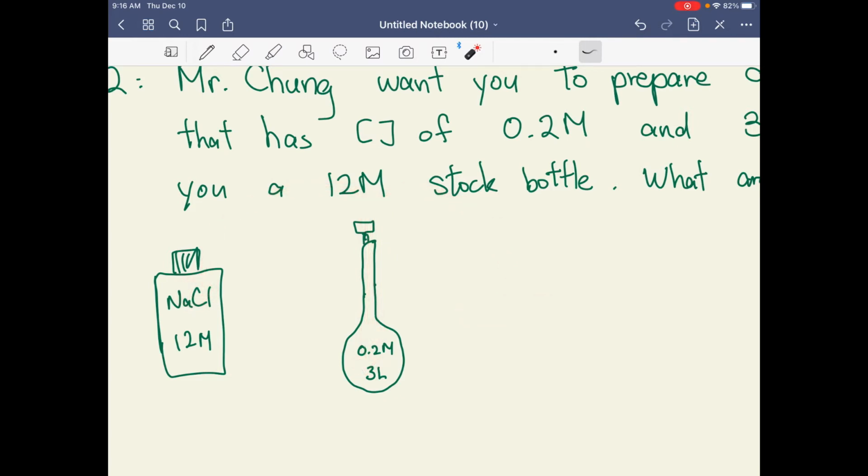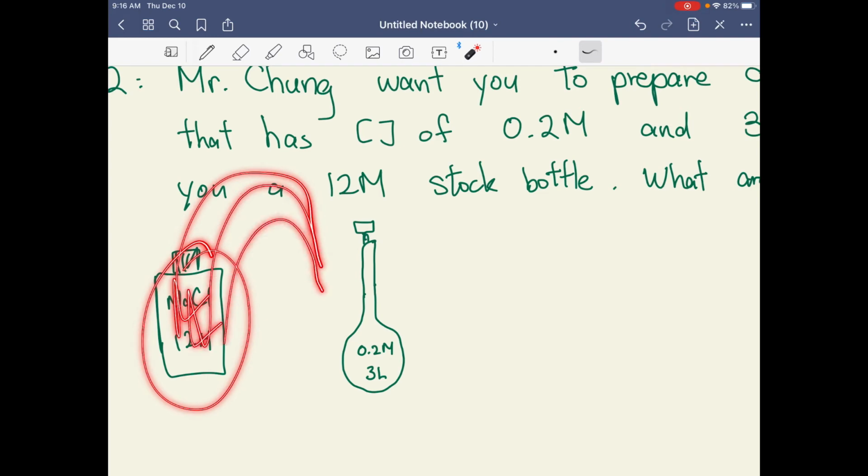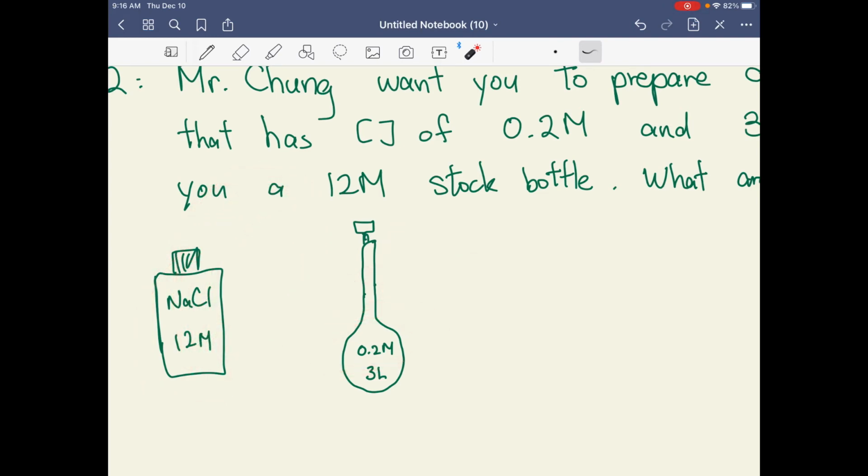That's what you want to find out, because you want to go from 12 to 0.2. Now, some people might think, oh, can I just use all of this and add a whole bunch of water in here until it is 0.2? I mean, keep diluting it with water. How sick would that be?